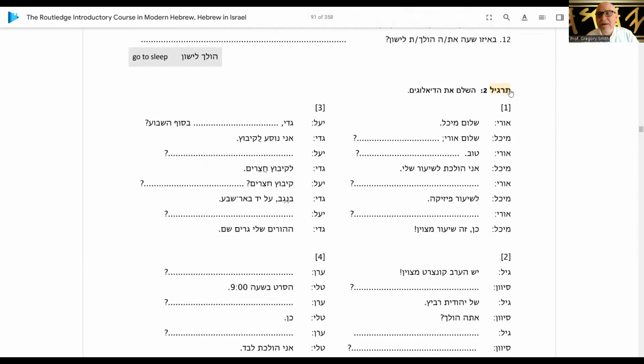So we have Targil Shtayim, which is exercise 2, Hashalem et Hadialogim. So it's like complete the dialogue. We're going to have to put the correct word in there. And this one doesn't have a lot of wiggle room. I'm running a little tired today.